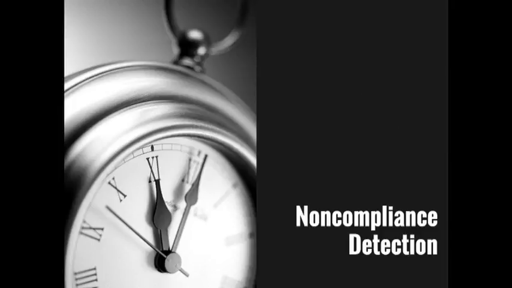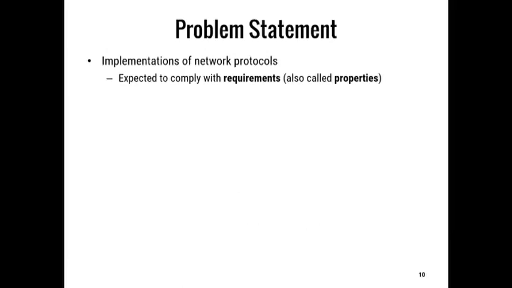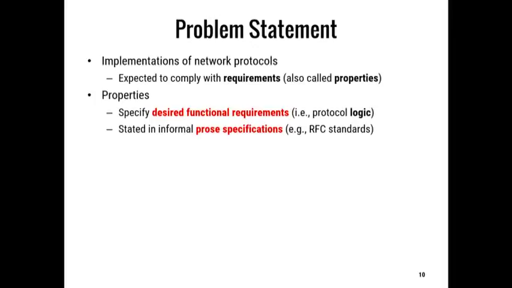Now, let's look at the non-compliance detection. As I said at the beginning, implementations of the protocols are expected to comply with their requirements, which are also known as properties. These properties specify desired functional requirements of the protocols, and they are usually described in an informal prose specification. In other words, you may have seen some of the RFC standards, the protocols that are described in RFCs. Those standards are quite informal, prose descriptions of the protocols.